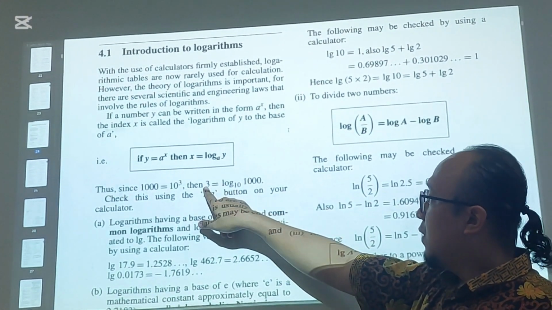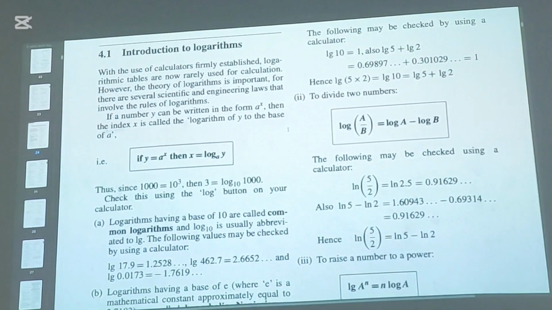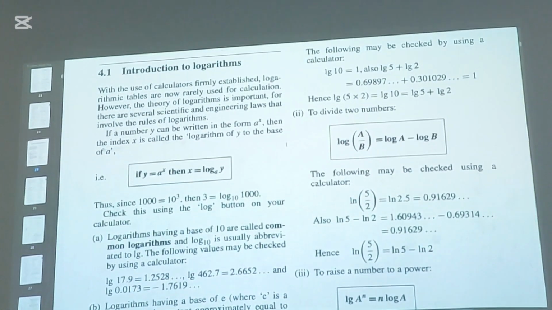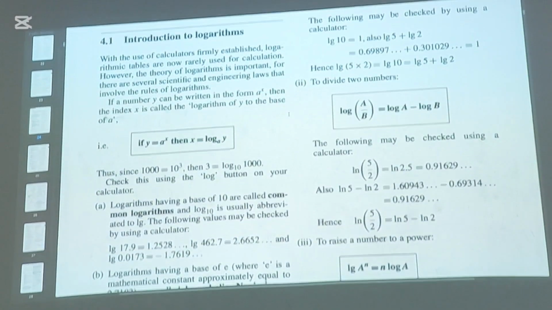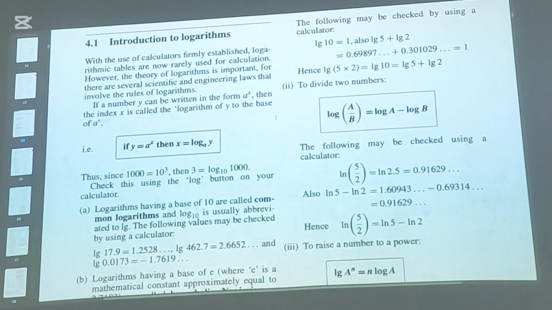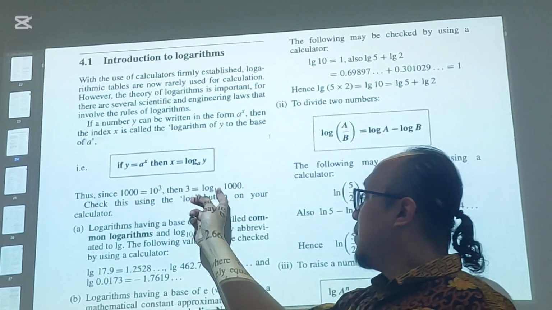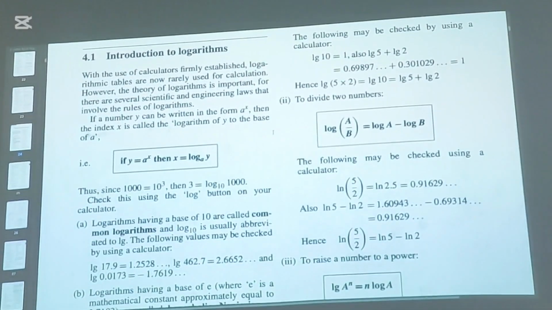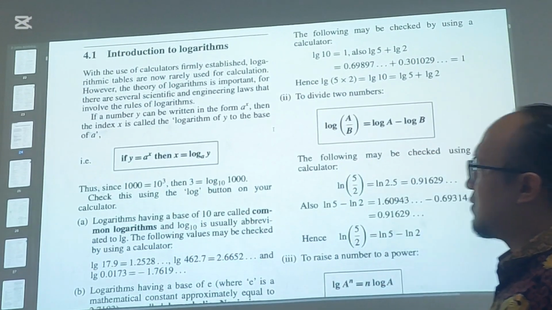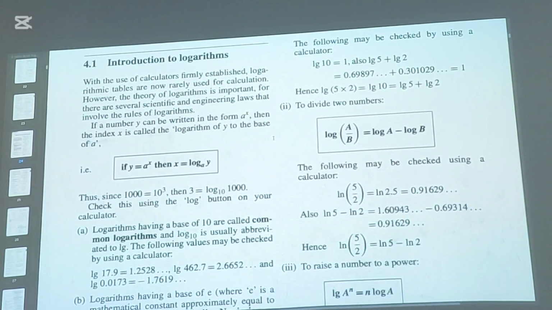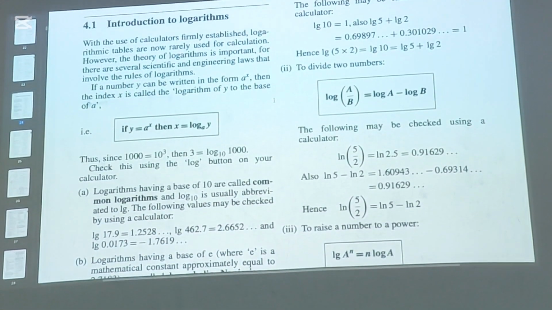We have 3 equal to 10 log 1000. Okay? If you use this shape, you can change it into the exponential function. So this will be similar. If you open your calculator, you can find the value of 10 log 1000 will be equal to 3.